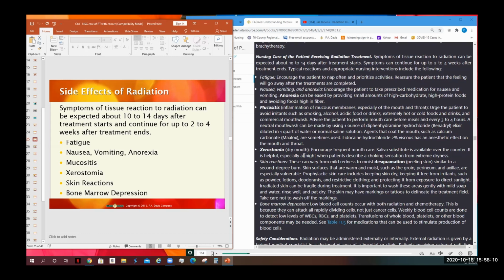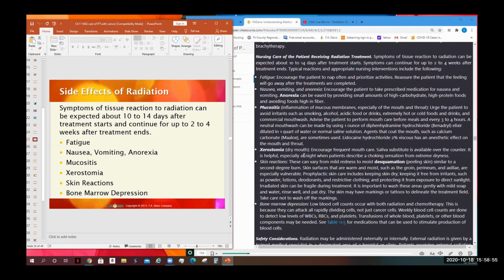Skin reactions. These can vary from mild redness to moist desquamation, or peeling skin, similar to a second-degree burn. Skin surfaces that are warm and moist, such as the groin, perineum, and axillae, are especially vulnerable. Prophylactic skin care includes keeping skin dry, keeping it free from irritants such as powder, lotions, deodorants, and restrictive clothing, and protecting it from exposure to direct sunlight.